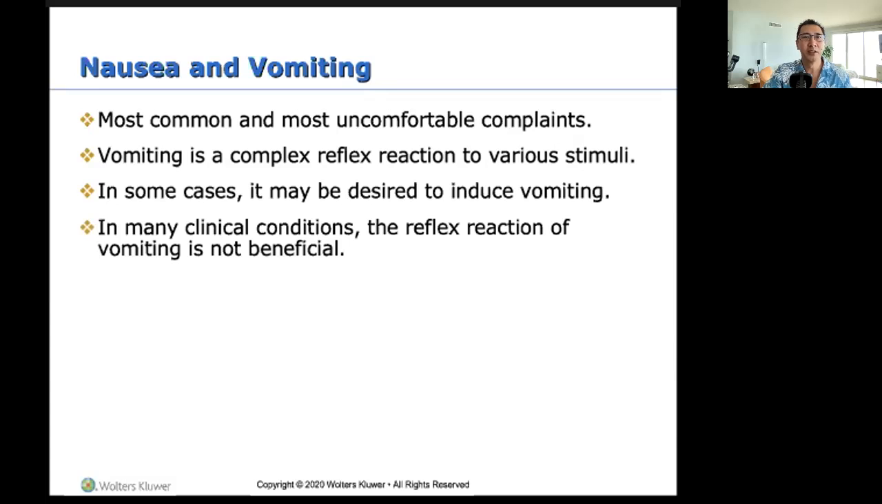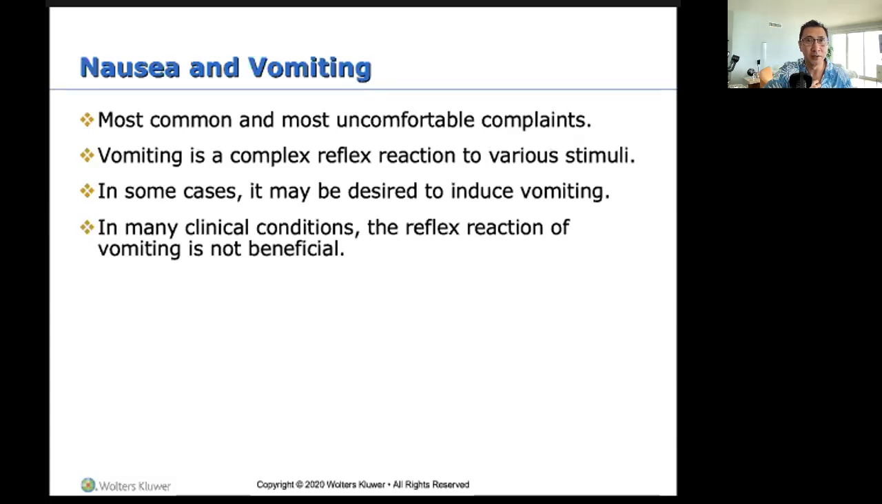In many clinical conditions, the reflex reaction of vomiting is not beneficial. What does that mean? It sounds a little wordy. It means that I don't want my patient to vomit or be nauseated, especially my post-op patient. Let's say I have a patient that had a brain surgery and now they're nauseated, let's say from anesthesia, and they're retching. That means I'm increasing my patient's intracranial pressure, which is not desirable for them. I want my intracranial pressure to be low, especially after brain surgery.